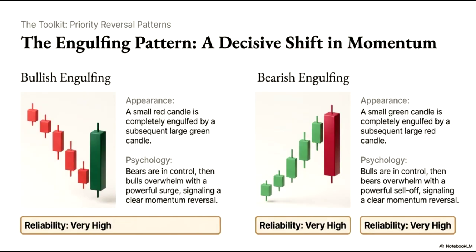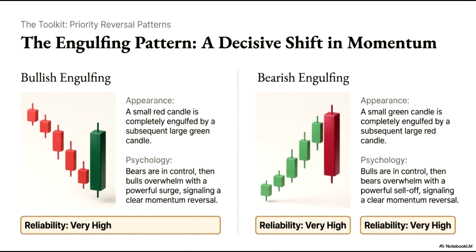Next, we have the engulfing pattern, which represents one of the most decisive shifts in market momentum. This pattern is categorized as having very high reliability because it clearly shows one side of the market completely overwhelming the other. On the left, we see the bullish engulfing pattern. This typically occurs at the end of a downtrend. A small red candle is followed by a much larger green candle that completely engulfs the previous day's price action. Psychologically, this tells us that while bears were in control, bulls have stepped in with a powerful surge, signaling a clear reversal to the upside.